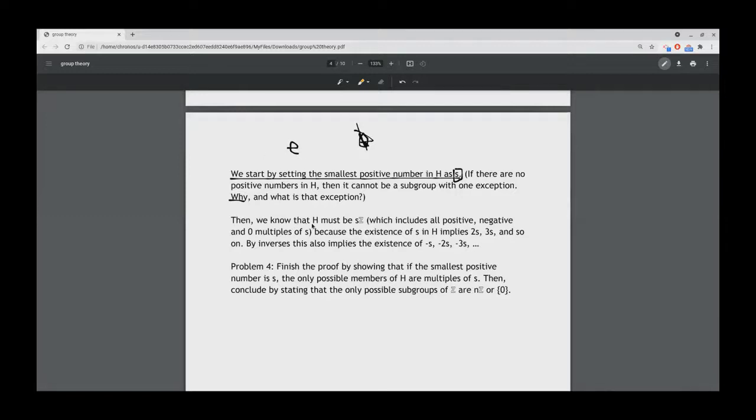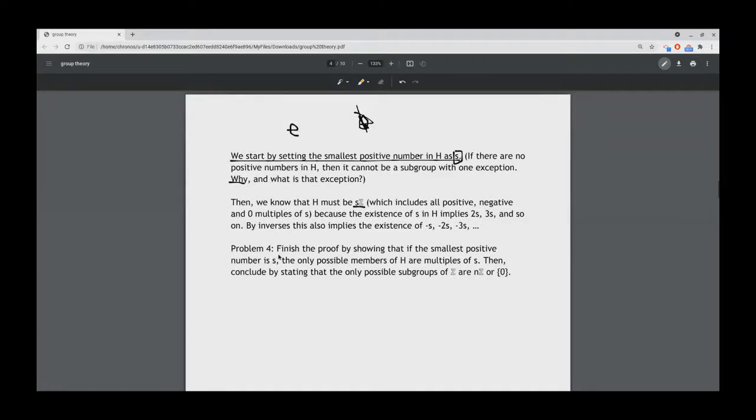So now we know that H must be all of the multiples of S, which includes all positive, negative, and 0 multiples of S. Because the existence of S in H implies 2S, 3S, and so on. By inverses, this also implies the existence of minus S, minus 2S, minus 3S. And of course, you can't add any number smaller than S, and you can't add any number larger than S without giving way to another number that's smaller than S. Because the existence of like 11, when S equals 4, makes a need for an existence of 7, and thus 3, and 3 is smaller than 4, which is a contradiction.